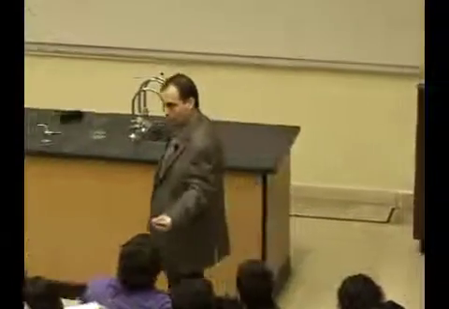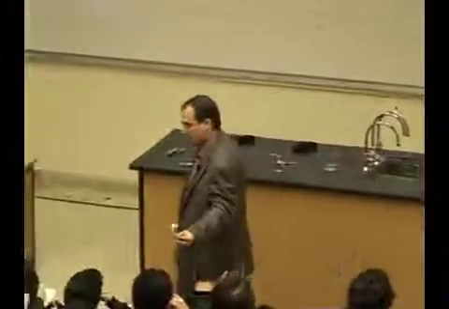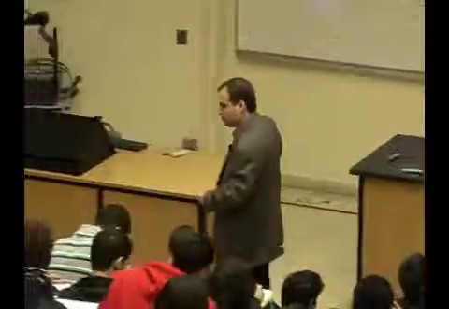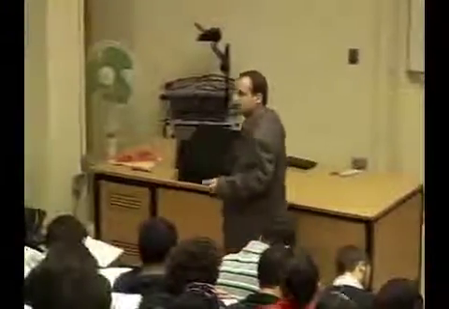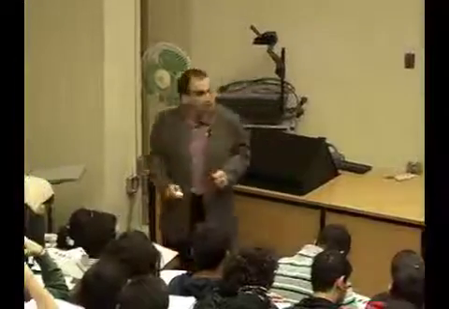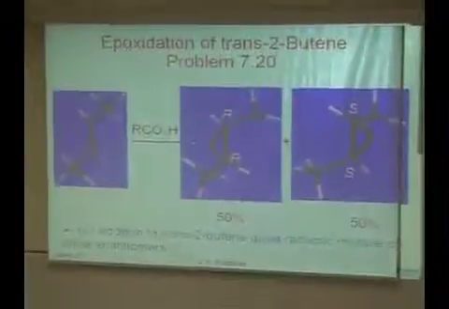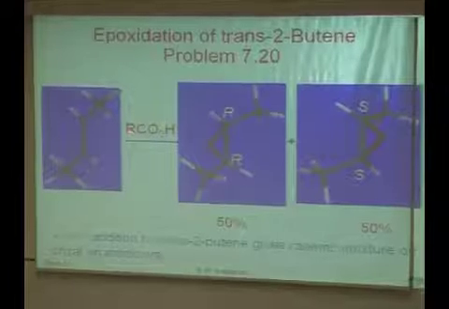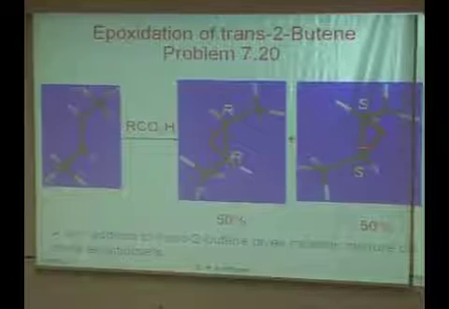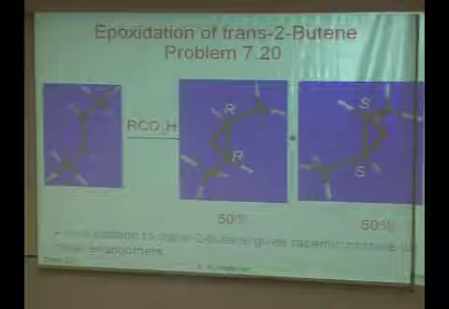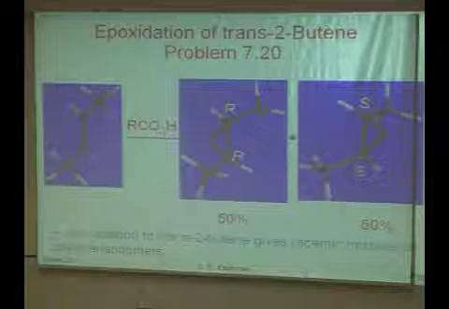We will also learn a reaction which is the epoxidation reaction. If you have a C double bond C and you add the peroxy acid, you will get an epoxide. If you are having the trans, you can add the peroxy acid either from this side or from this side. 50% chance. You will get a racemic mixture.